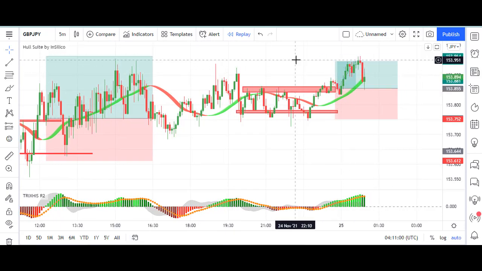Okay, we won this trade. I hope you understand this trading strategy. Remember, trade with the trend, buy at support and sell at resistance. Only risk 1 or 2% per trade. Backtest on a demo account before using your live account.